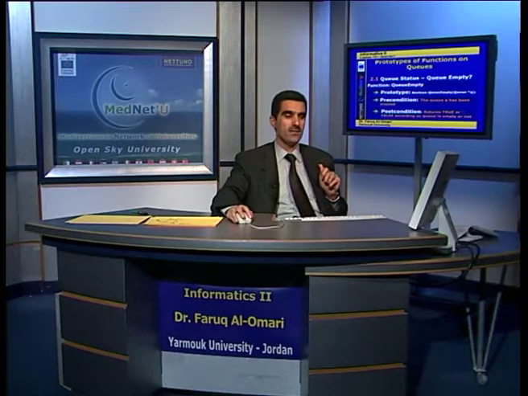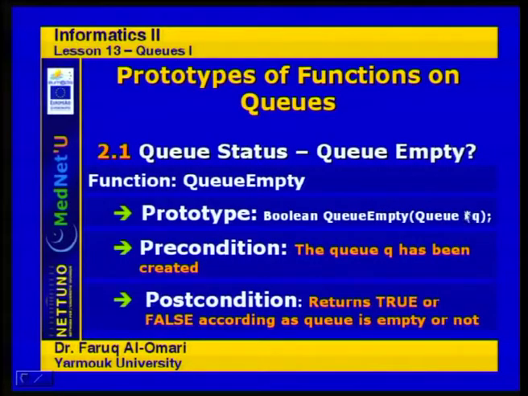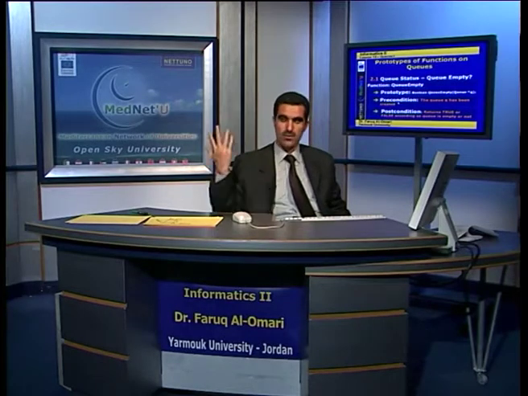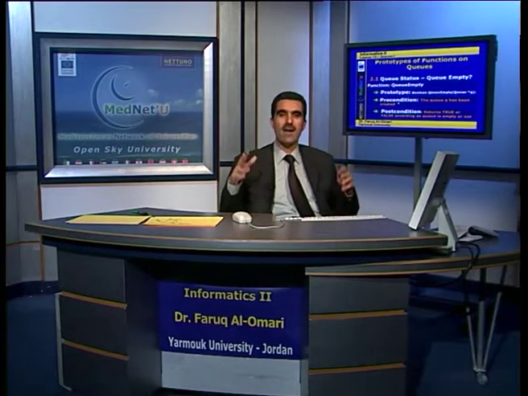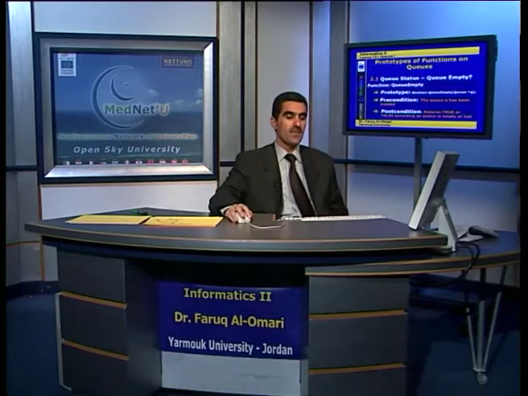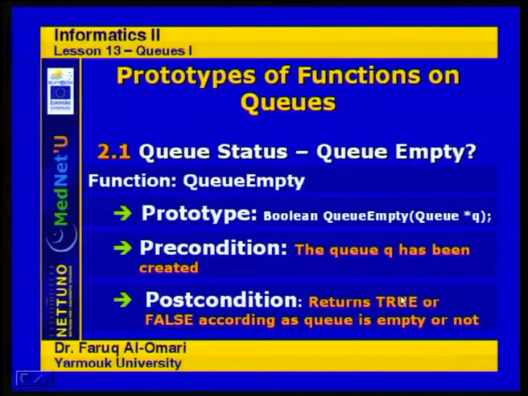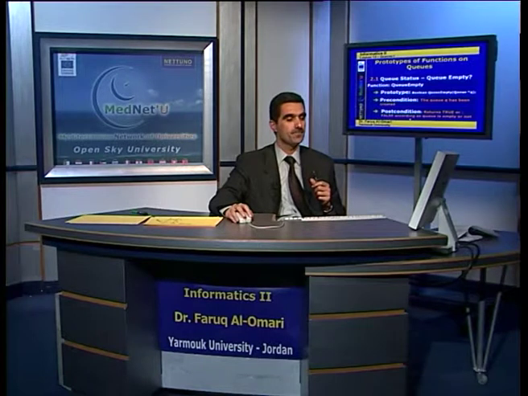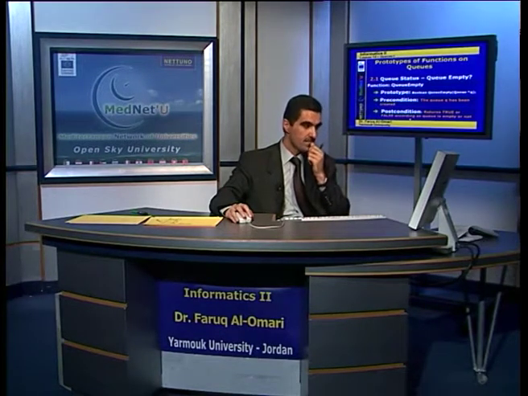The only argument it's going to take is the name of the queue, a pointer to the queue structure. The precondition, the queue has been created. Otherwise, I cannot actually go anywhere and check if I don't have the entity of the queue itself being created. The post condition, it returns true or false, according as the queue is empty or not. So if the queue is empty, I'm going to return true, 1. Otherwise, I'm going to return 0.